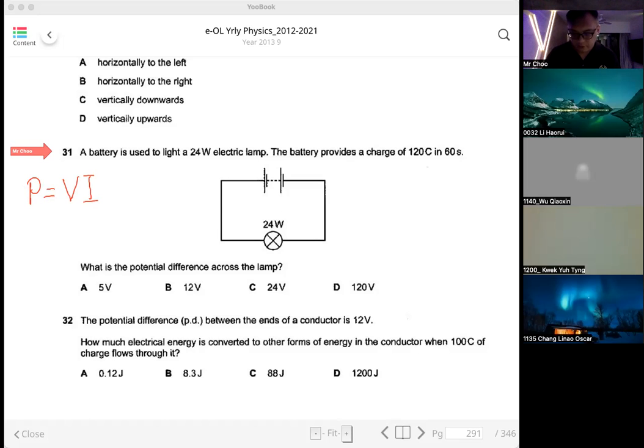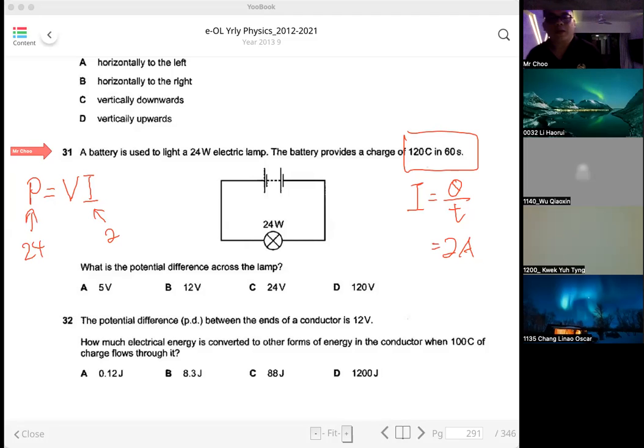Okay, so first of all, can you find the current? Current is Q over T. So first you find the current. You will get 2 ampere. You know the power is 24. Can you find the V? Okay, that's how you do this question. First you need to know how to find the current, which is 2 ampere.